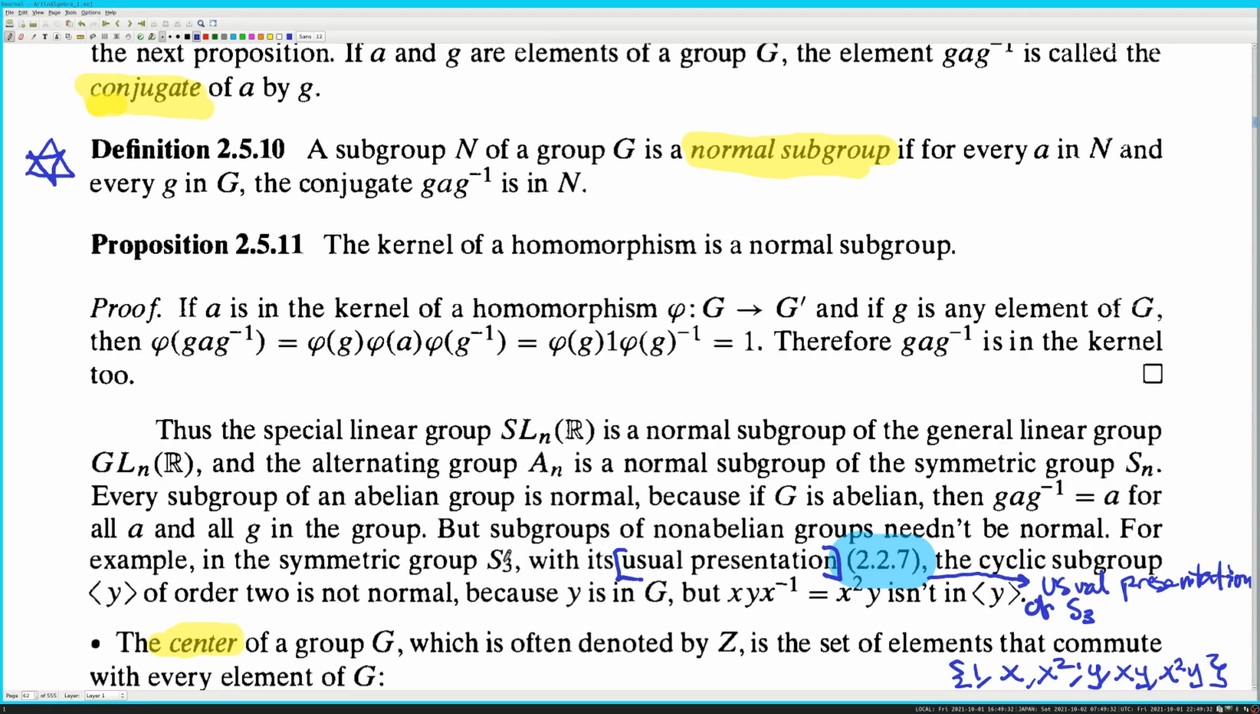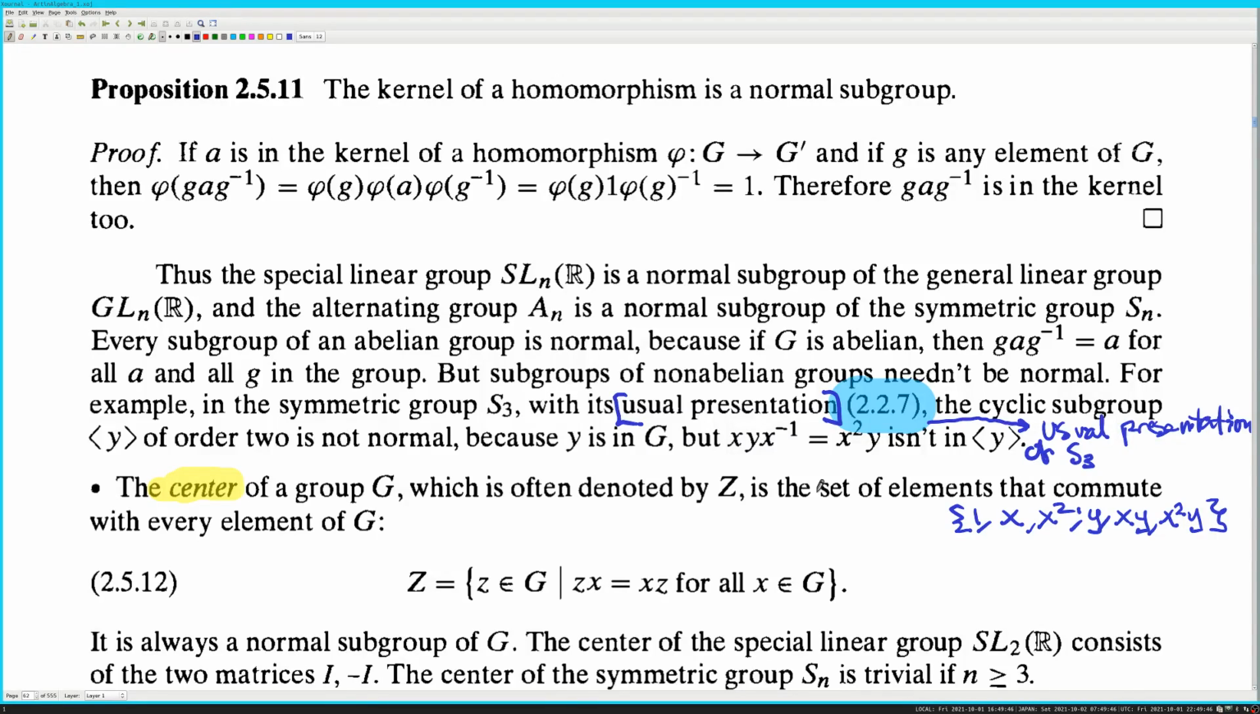Every subgroup of an abelian group is normal because of commutativity. Subgroups of non-abelian groups needn't be normal. With its usual presentation, the cyclic subgroup generated by y of order 2 is not normal, because y is in the subgroup, but xyx inverse is equal to x squared y.